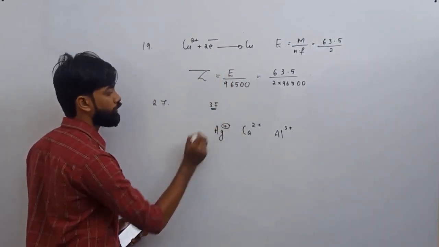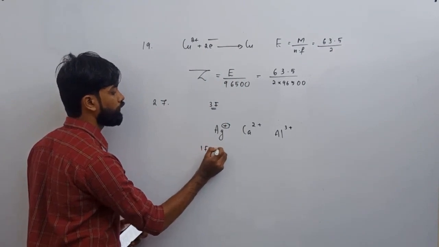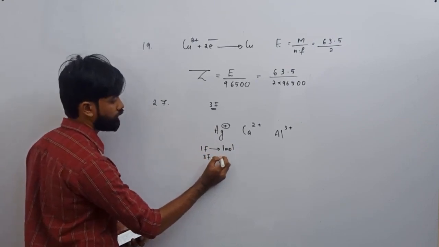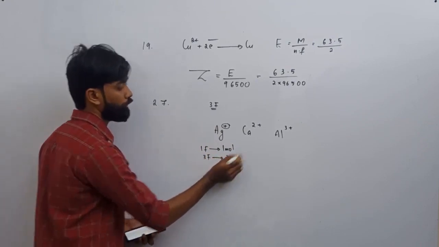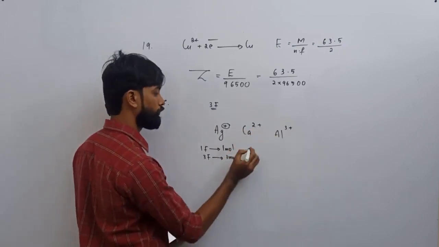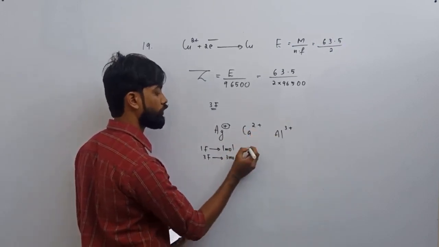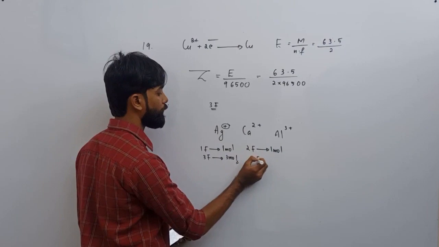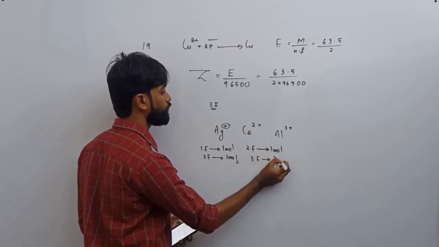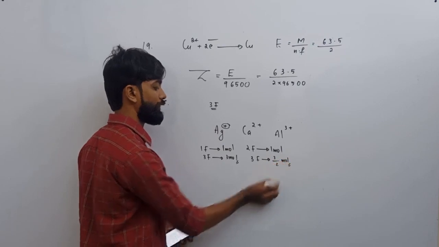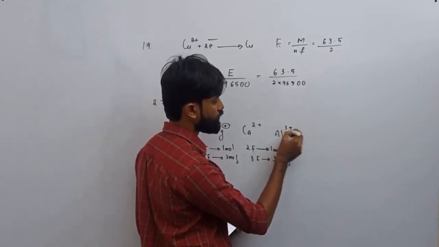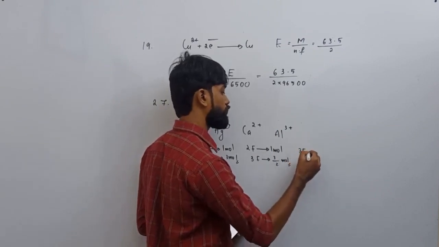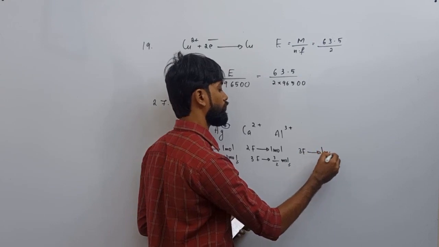Here the charge is 1, right? So 1 farad applied, 1 mole deposited. Here 3 farad supplied, 3 mole deposited. For calcium, the charge is 2, so it accepts 2 electrons, which means the electron inward is 2. So 2 farad applied, 1 mole calcium forms. So 3 farad applied, 3 by 2 mole calcium forms. Here the charge is plus 3, which means it should accept 3 electrons. So 3 farad applied means 1 mole deposited.